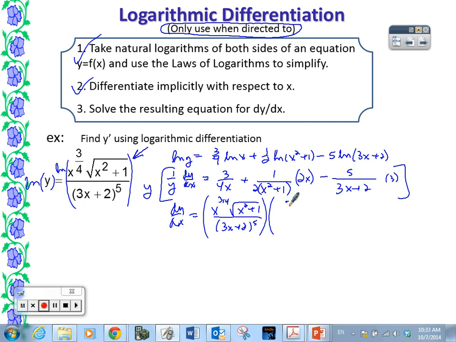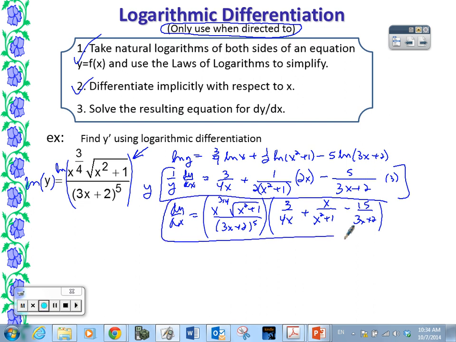So it's 3 over 4x plus, notice here my 2's would cancel out, and I'd be left with x over x squared plus 1. And then that would give me 15 over 3x plus 2. And those students of mine that love algebra and really want to add this together and multiply them, please don't. Just leave it. I know some of you are really itching to do that. Please resist the temptation and just leave it like this in all its beauty.